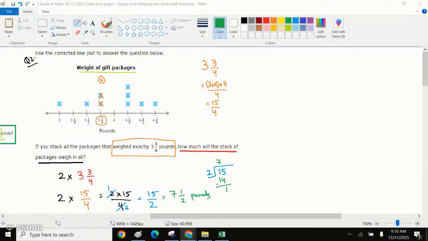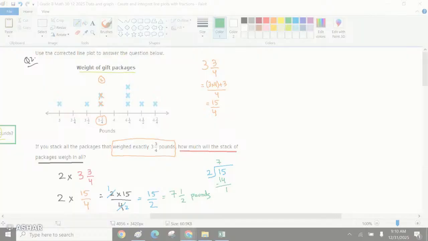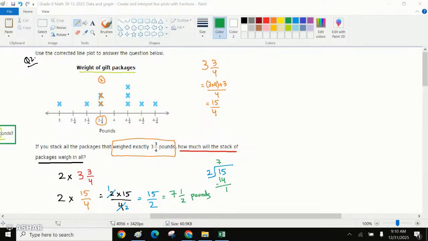Let's see what they're asking us in question number 3. Okay, question number 3 is similar, but they're asking us to find a different value. Just a minute, please.